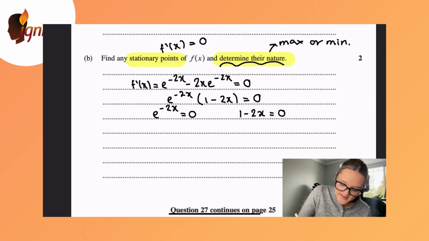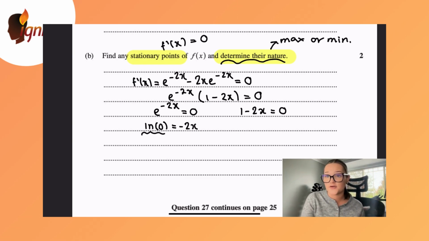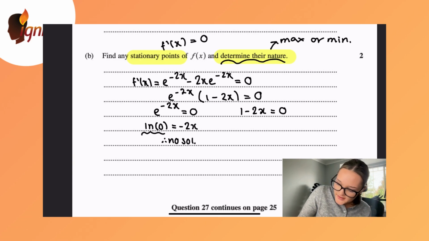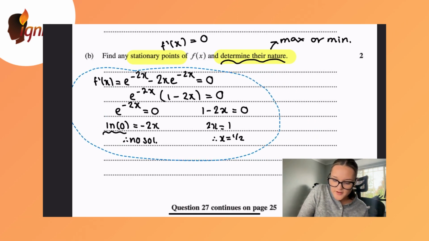For e^(-2x) = 0, I get ln 0 = -2x, which I know I can't have in my calculator, I get a math error, so therefore we have no solutions there. Looking at my other side, I have 2x = 1, so therefore I get x = 1/2. So I have a potential stationary point at x = 1/2. Now that's the first part done.